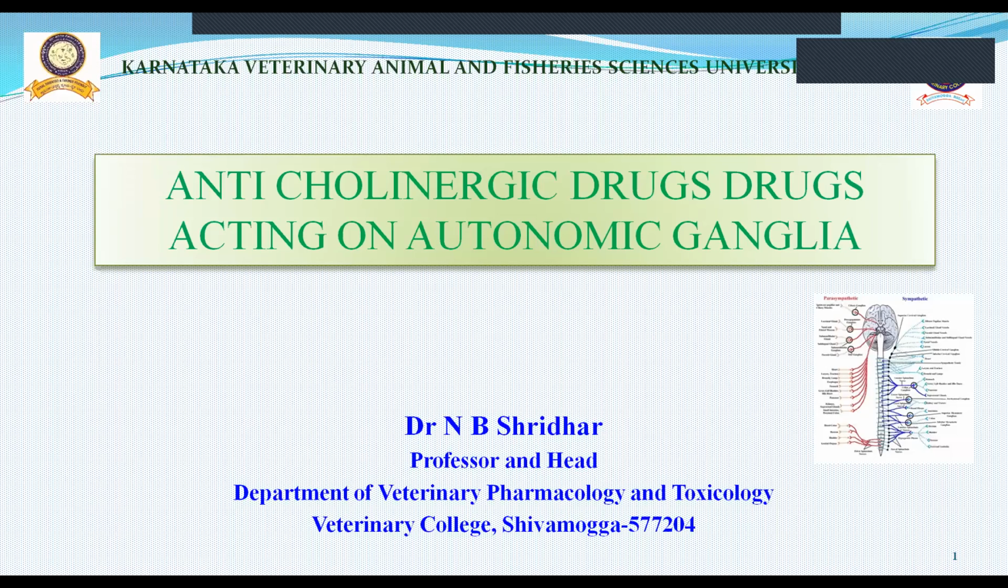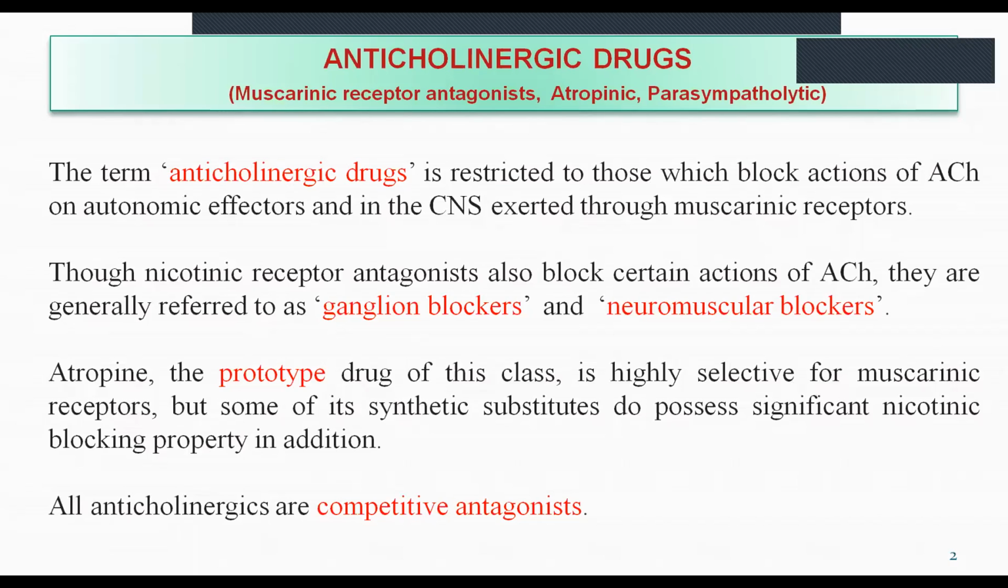Anticholinergic drugs and drugs acting on the autonomic ganglia we are going to learn today. The anticholinergic drugs are also known as the muscarinic receptor antagonists, or atropinic, or parasympatholytic drugs, meaning they lyse the parasympathetic system, as opposed to mimetic, which mimics it. The term anticholinergic drugs is restricted to those which block actions of acetylcholine and autonomic effects and in the CNS exerted through muscarinic receptors.